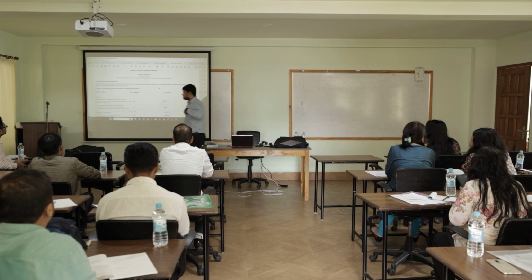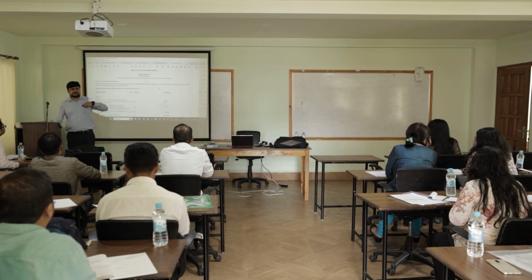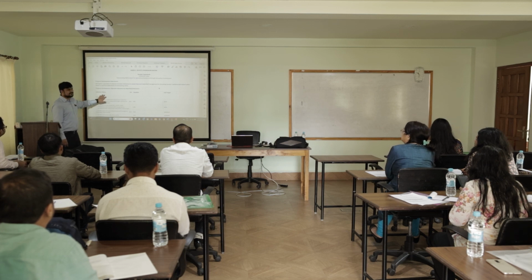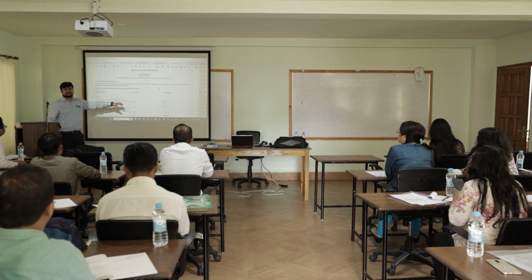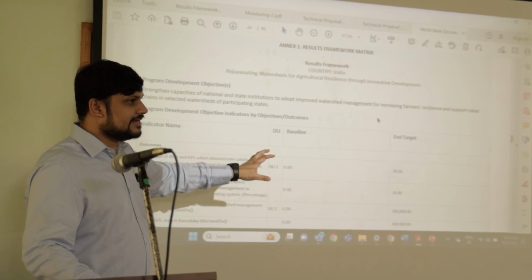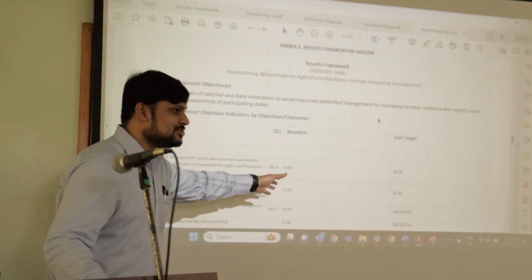What does it talk about? So a results framework is basically a table or a matrix in which all your indicators are mentioned on the left-hand side. Forget about the DLI. DLI is a different kind of term, disbursement linked indicators.